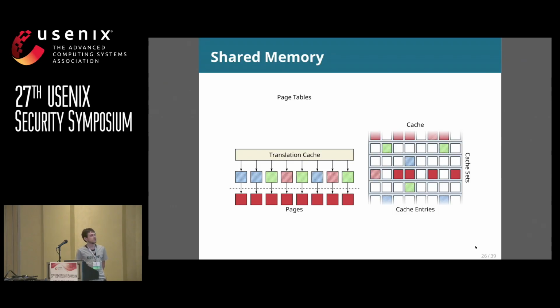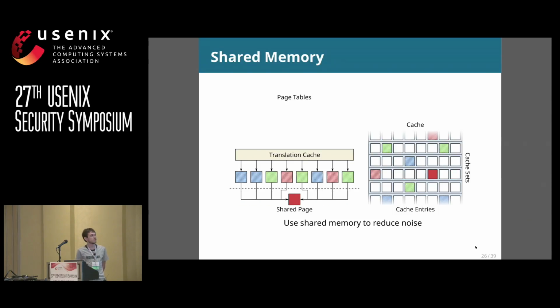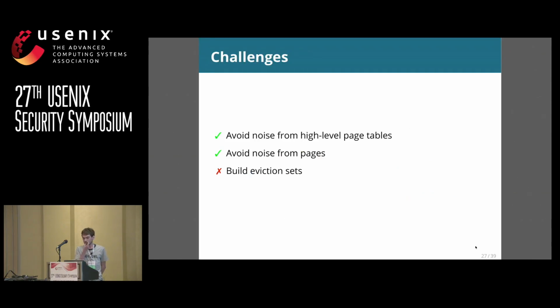The solution here is we have these pages, but if we replace them by a shared page and shared memory, we only have 1 page to load, and it will only occupy 1 cache entry. That removes some of the noise as well. So the second challenge is solved. And the last challenge is to build eviction sets. So how do we do this?